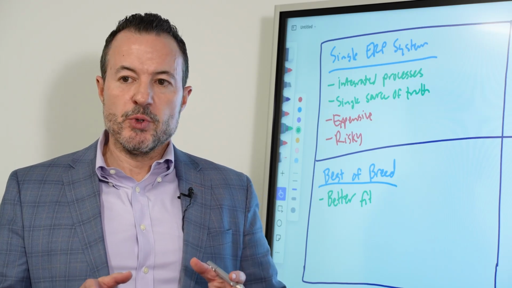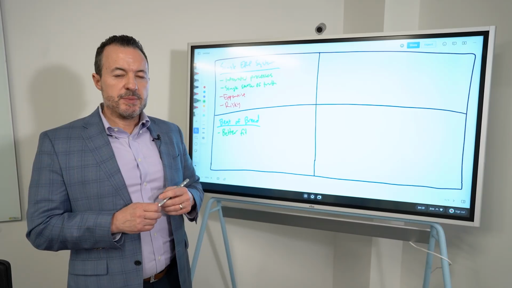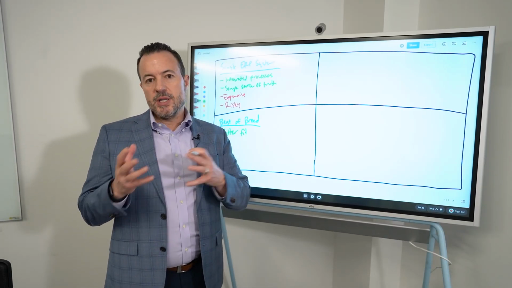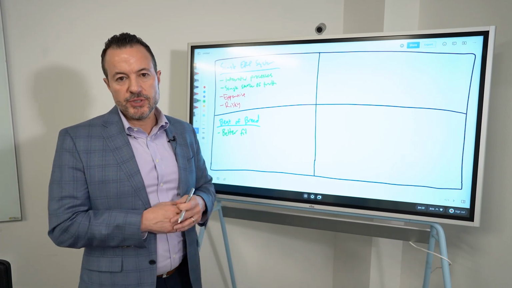The other reason why best-of-breed is appealing to a lot of organizations is because it supports a more agile or more nimble approach to change within an organization.